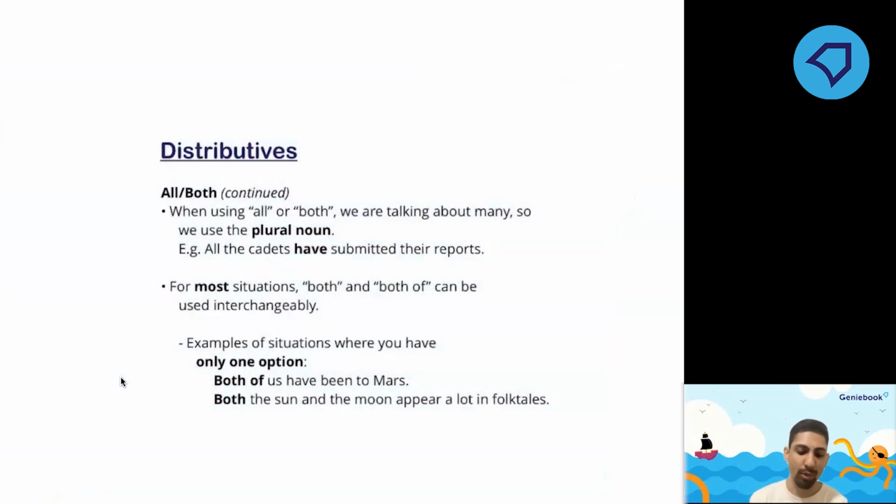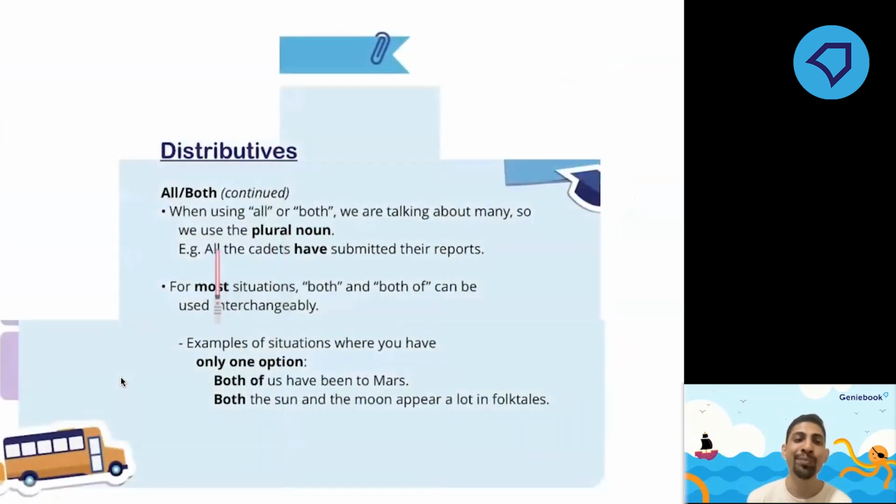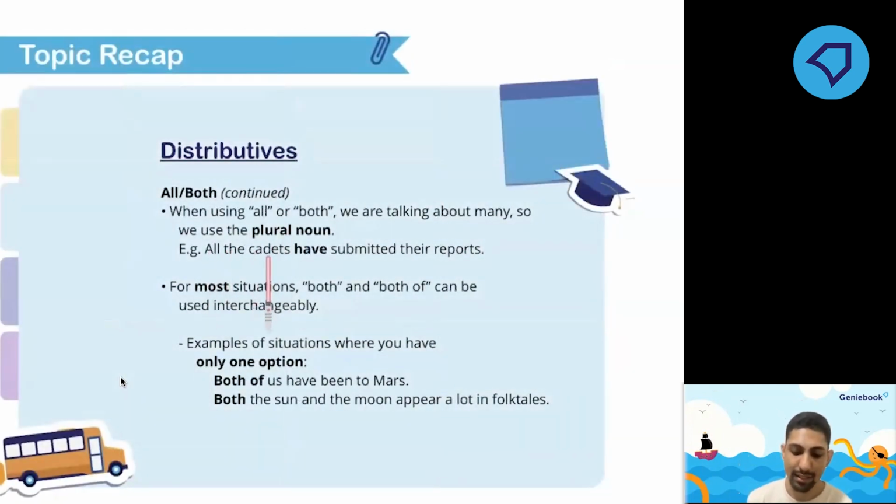Next, when we use all or both, we use a plural noun. For example, all the cadets. And you also have to use a plural verb. Have. Okay, plural noun plus verb. All the cadets have.